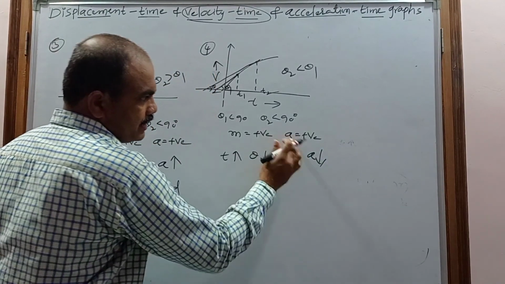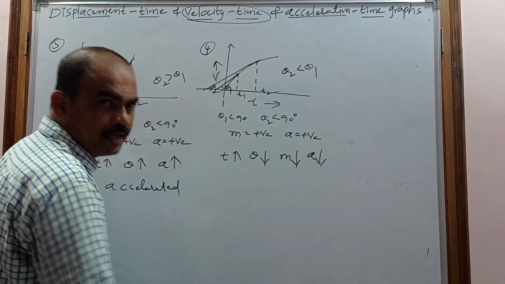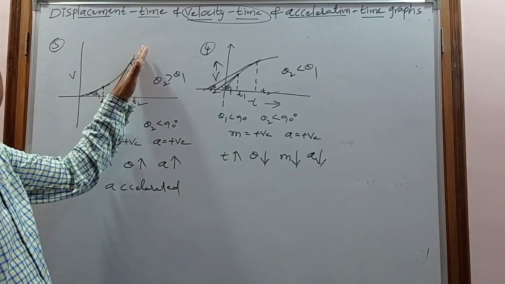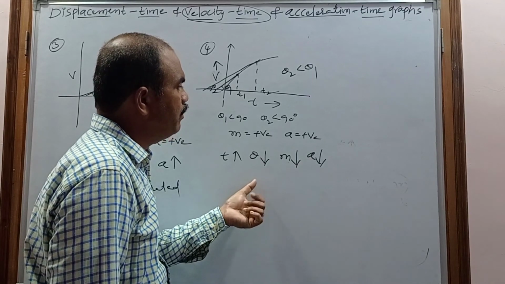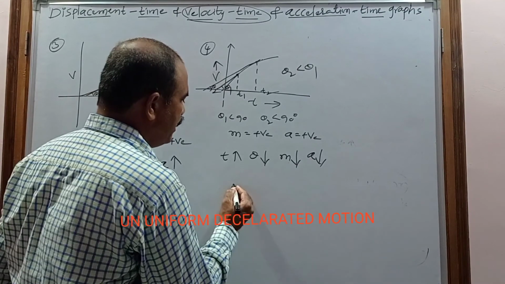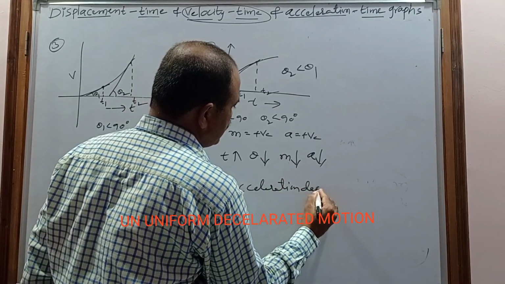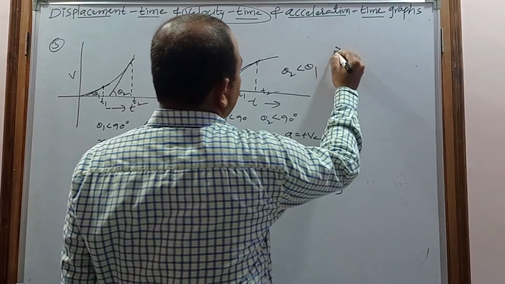So the acceleration is gradually decreasing. Here the acceleration increases, here the acceleration decreases, and this will be the motion in which the acceleration decreases. Now coming to another graph.